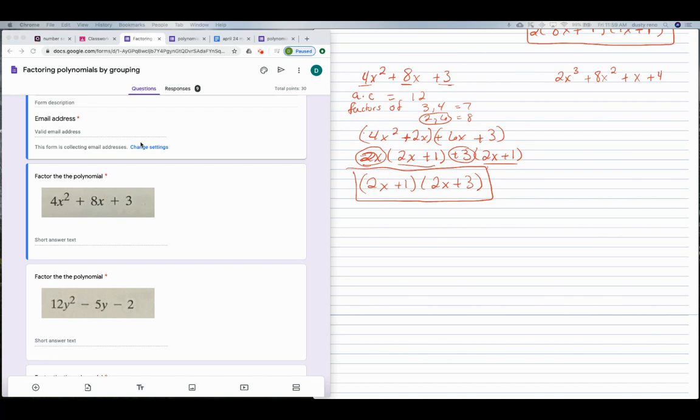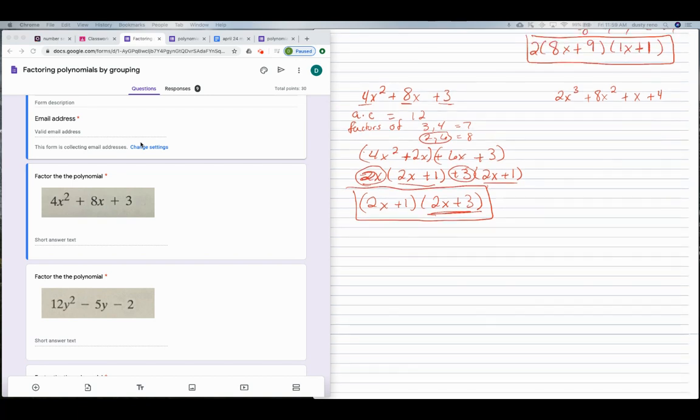The greatest common factors that we factored out combine to make one of our factors, so that 2x plus 3. And then what you'll notice is that the other two, when you factor out that common factor, you're going to get the same binomial. Okay, so let's look at the other way.